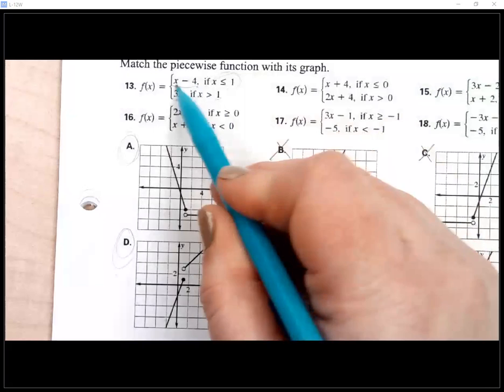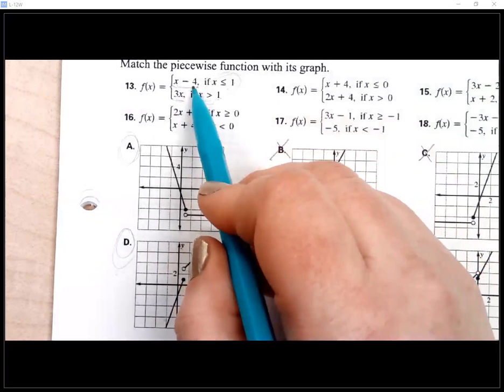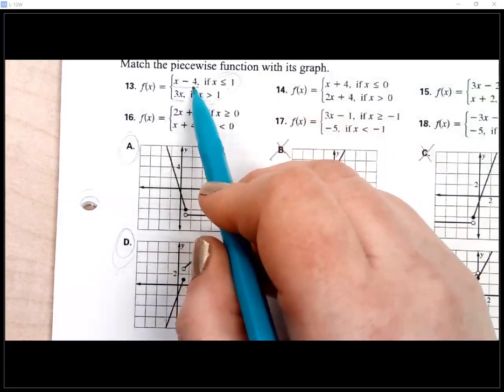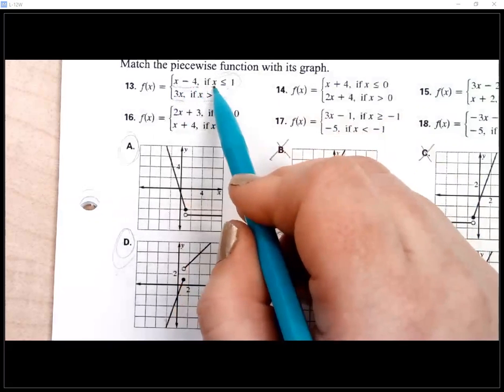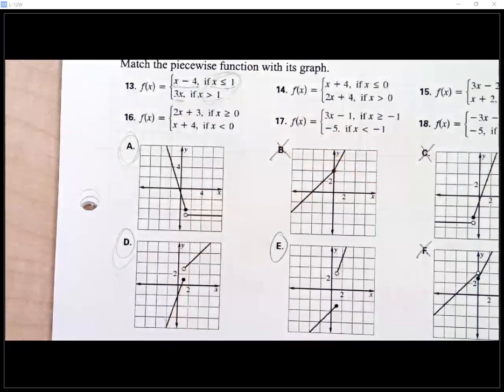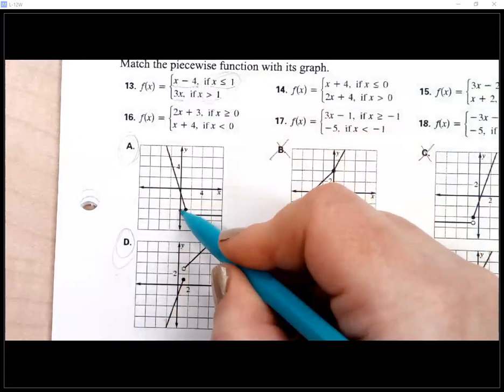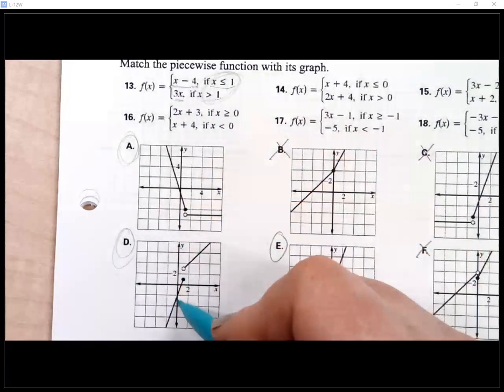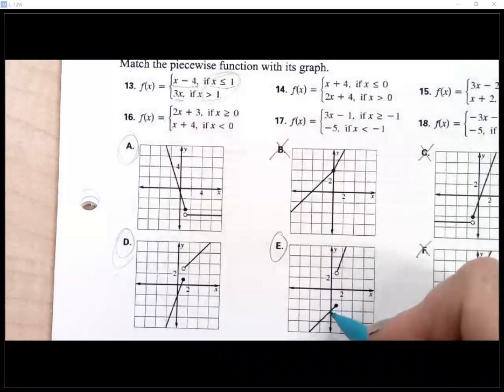So here's what I want to look for. I want to look for the line x minus 4. You guys know how to graph that. Wouldn't I start at -4 and go up 1/1? So who has that line drawn when x is less than or equal to 1? I'm looking for -4 and I want to be going up 1/1. -4, up 1/1. Yeah, I think it's E.